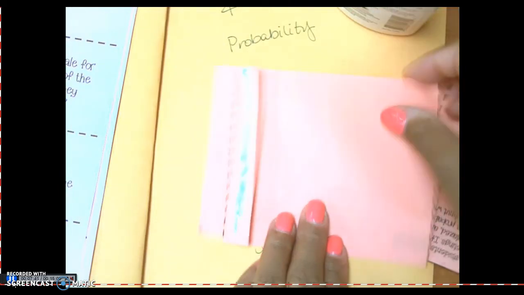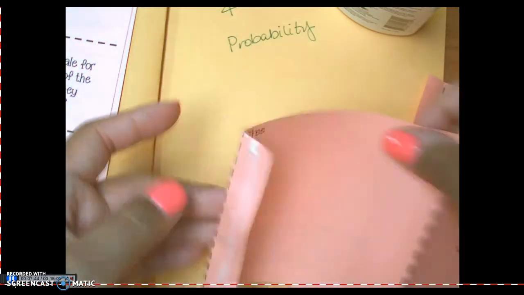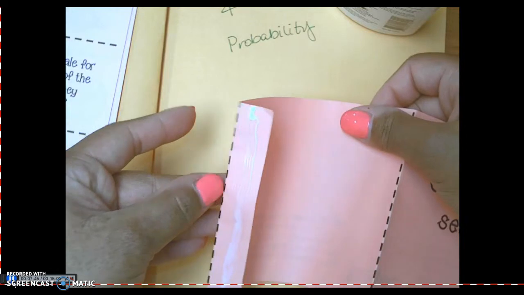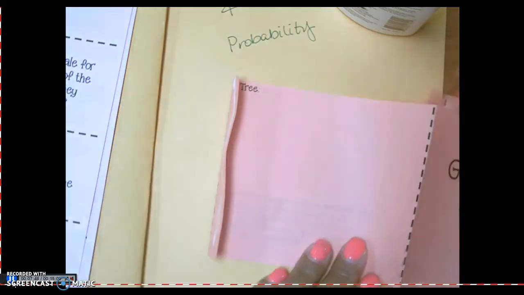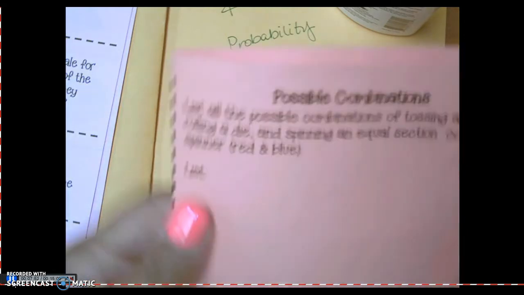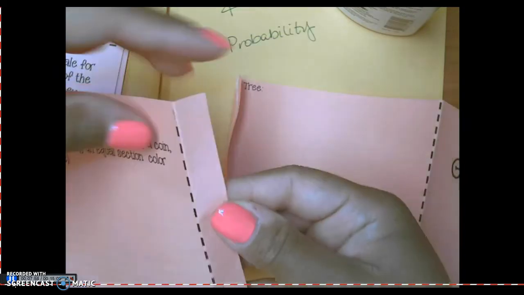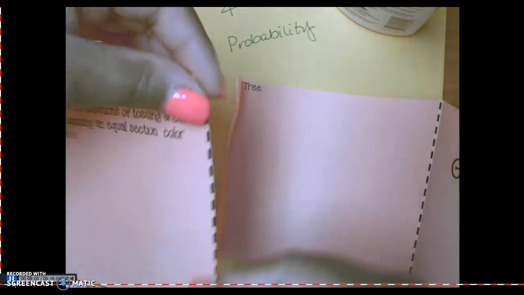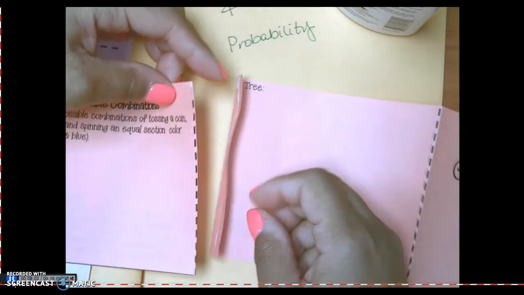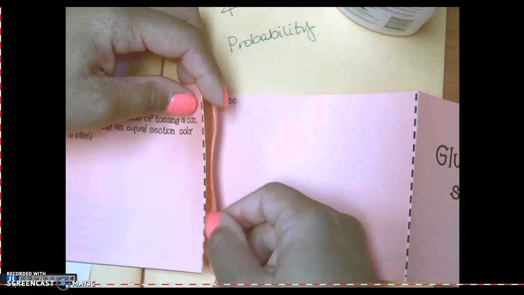Okay, so here's your tree. You're going to fold this flap down to cover the word tree. Then you're going to get your possible combinations with the definitions on the other side. Definitions. Here's that flap. Fold it down. And then have it meet the tree flap.